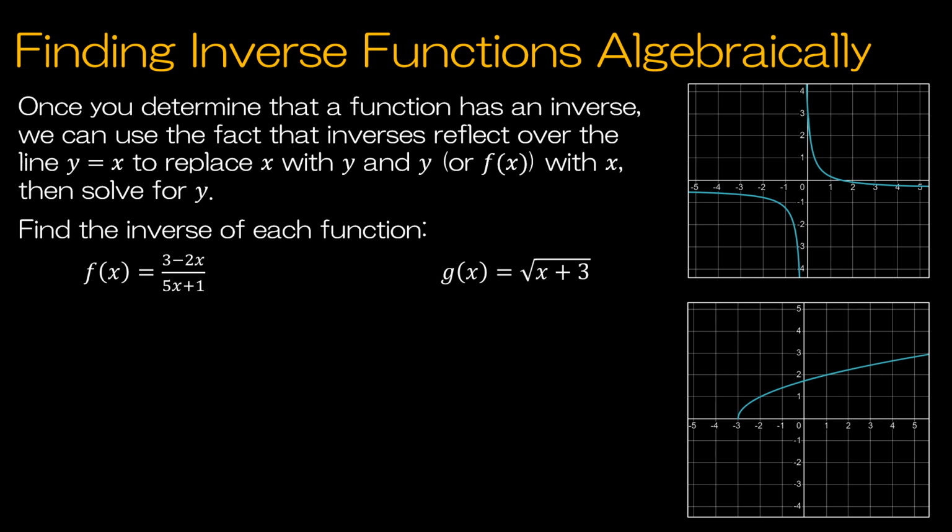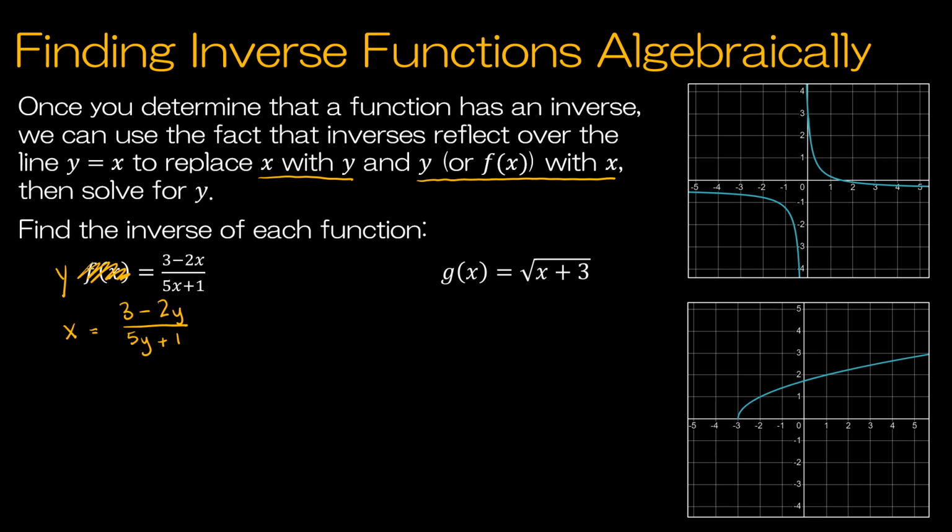Because we know that the graph of the inverse reflects over the line y equals x, we can simply, in our function, replace x with y, and replace y, or f of x, which is the same as y, with x. And then we're simply going to solve for y. So for my first function, f of x, which is just y equals, I'm going to replace the y with x, and every time I see x, I'm going to write y instead. So 5y plus 1. Now it's just algebra. I'm going to find y by manipulating the equation.